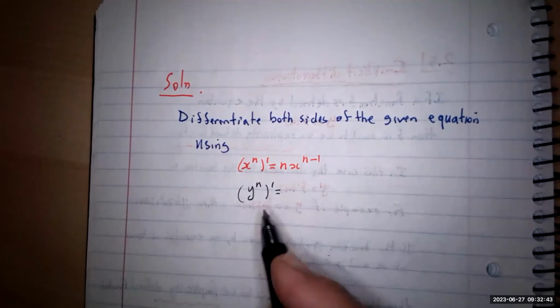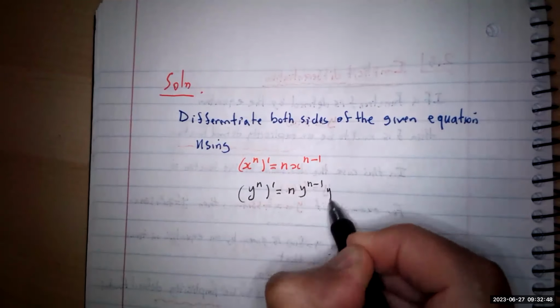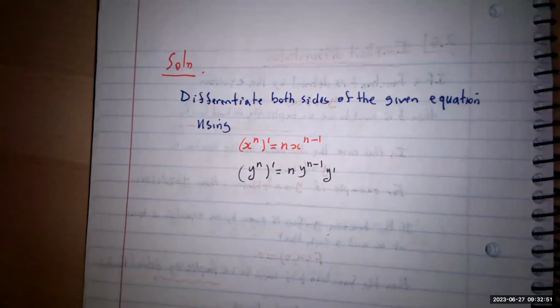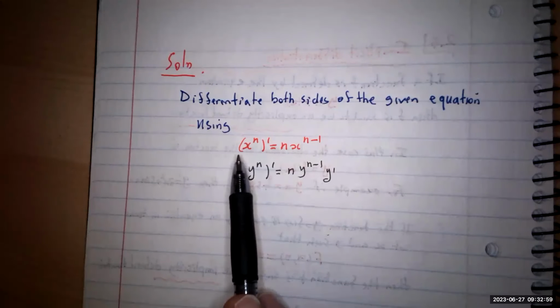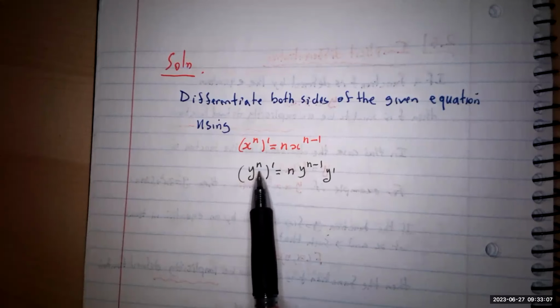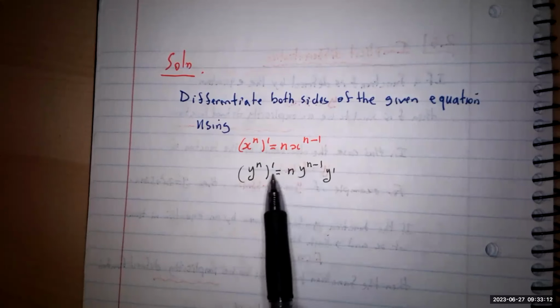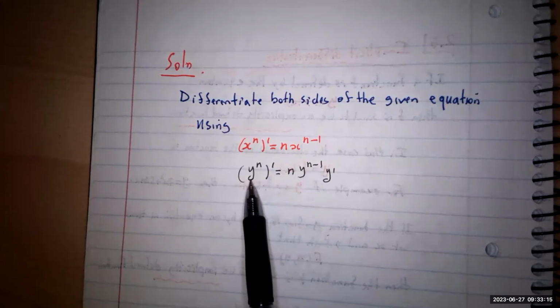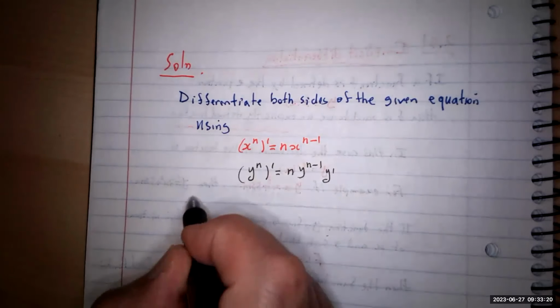So what's the chain rule? You bring the power down, n y to the n minus 1, but times y prime. Because there is something inside the y. You see, there is nothing inside the x because the x is the independent variable. But y depends on x. Y is a function of x. Y is like u. So you have to apply the chain rule. The chain rule: derivative of the outside, n y to the n minus 1, times the derivative of the inside, y prime or u prime. Okay, so differentiate both sides of the equation using this formula and then solve for y prime.